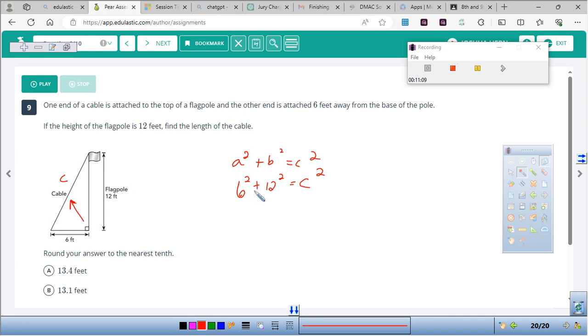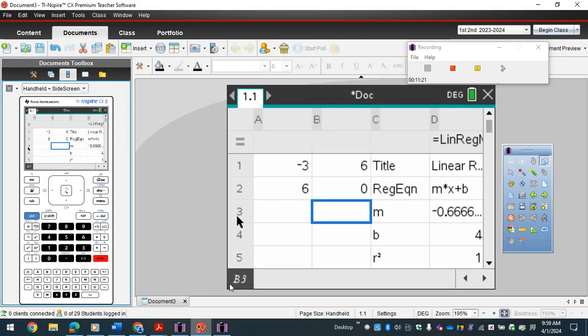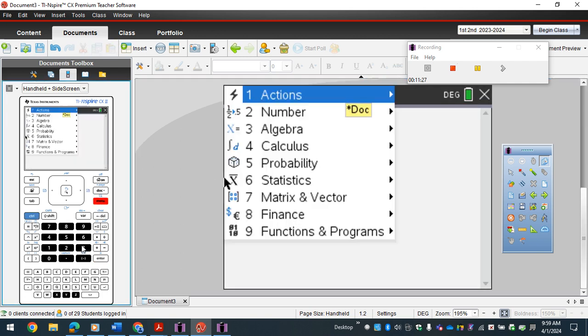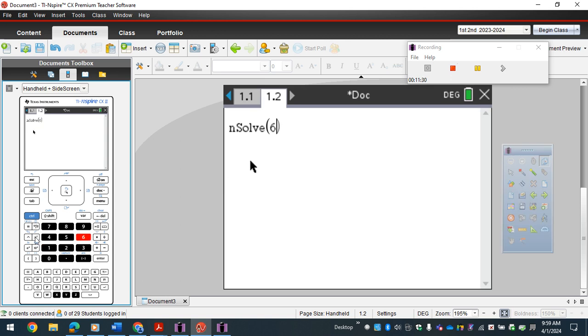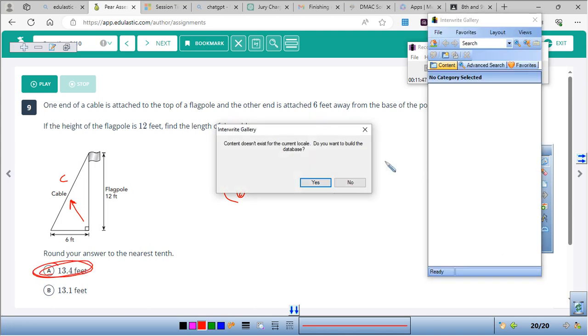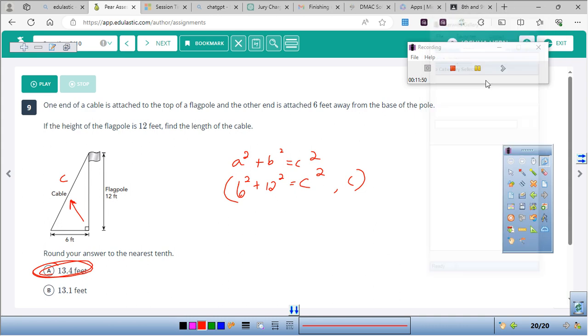The sky's the limit how you want to approach this one, but I'm going to go ahead and solve it. So we go here to the calculator. I want to add another page, a brand new one. Now go to menu, 3-1. I'm going to type 6 squared plus 12 squared is equal to c squared, comma c, enter, and it gives me 13.4. So we'll come back over here, 13.4 right there. Awesome. So about 13.4. Perfect, easy.